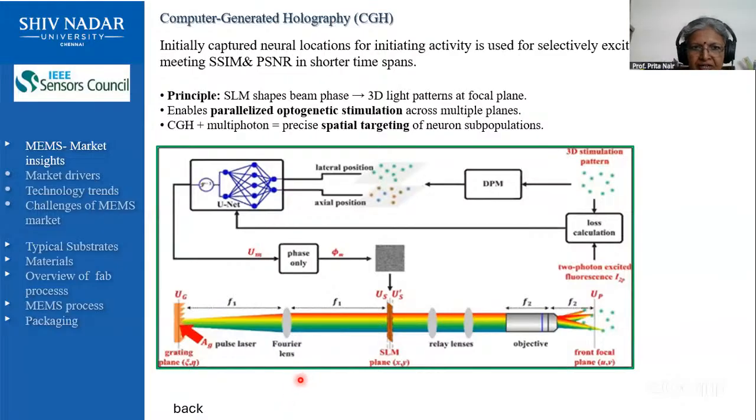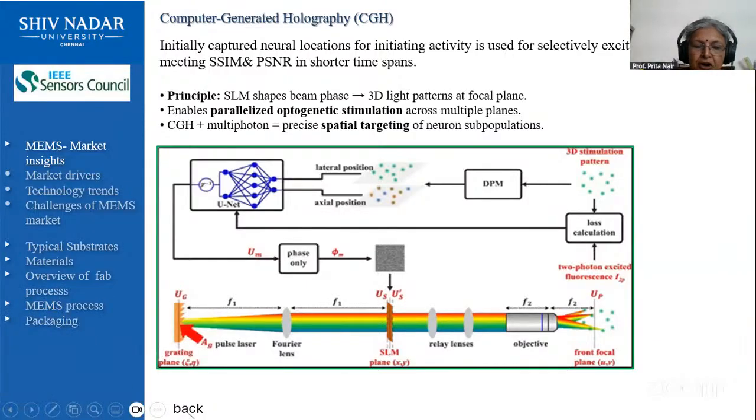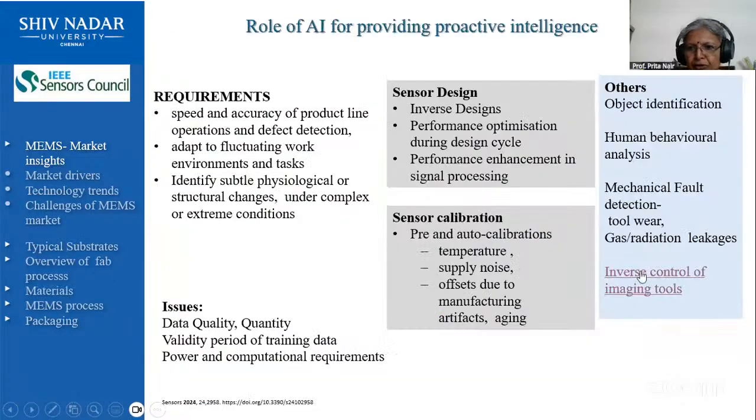It's optogenetics. Okay. So if you come back to it, this is where I was telling you that it need not be that you are looking at a specific application. It could be that the tooling itself might require these kinds of effects. So that's where inverse control of imaging tools comes in, and again you can see where the AI is playing a dominant role.